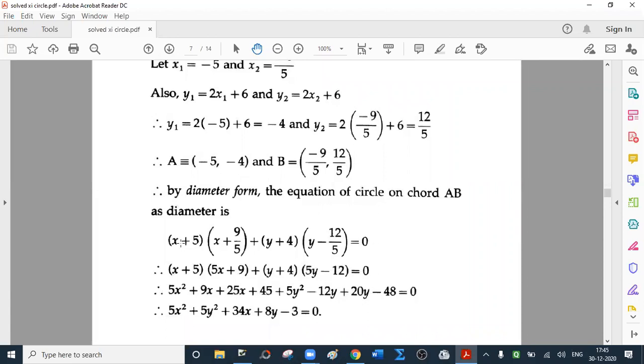What is that diameter form? (x − x1)(x − x2) + (y − y1)(y − y2) = 0. On simplification, you get this equation as the final answer.